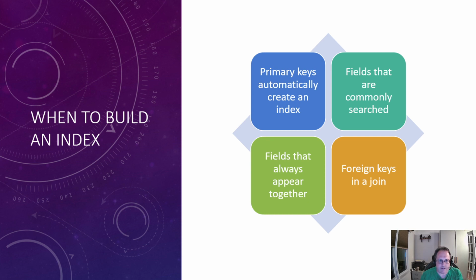You want to build an index on fields that are commonly searched. Say, for example, you have a product table and everybody's searching for color. Everybody wants black and gold. Black and gold. We are Pittsburgh, so everybody wants black and gold. I'd put an index on color if everybody's searching it. Every now and then, people do a search on size.